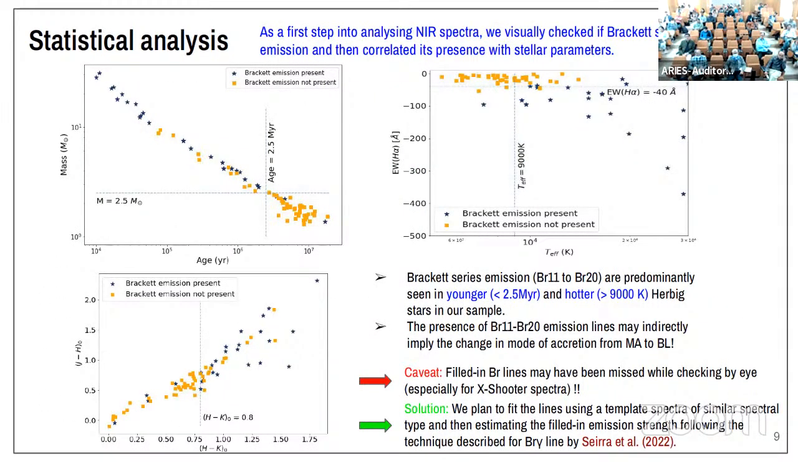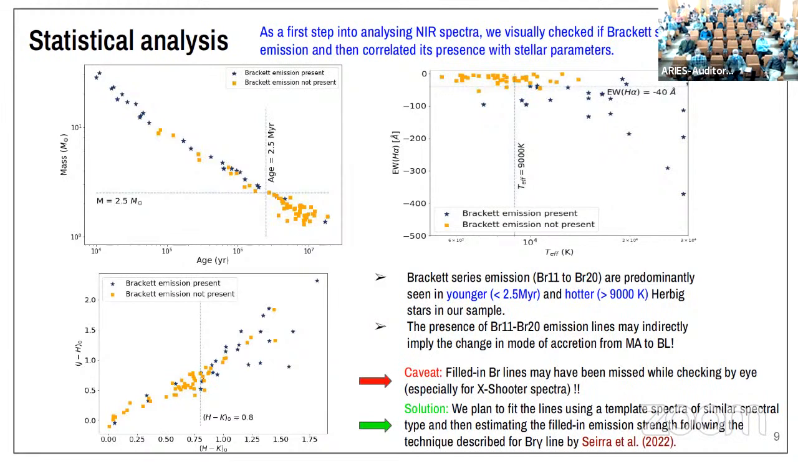And again, the hotter stars, like those with effective temperature more than 9,000 K, which is greater than A0 or so, are showing Brackett emission. Also, all the Brackett emission series stars have higher infrared excess, which is seen by H minus K here.